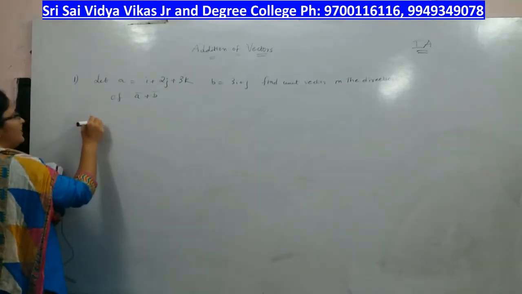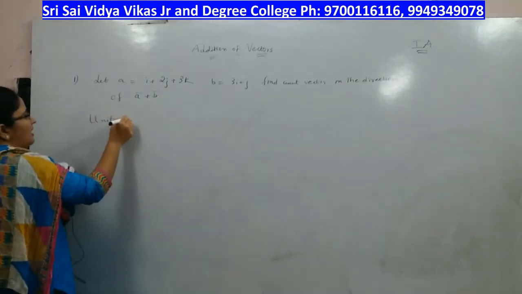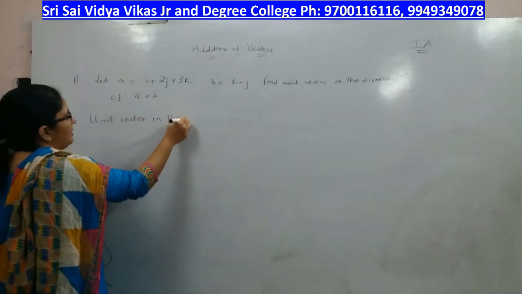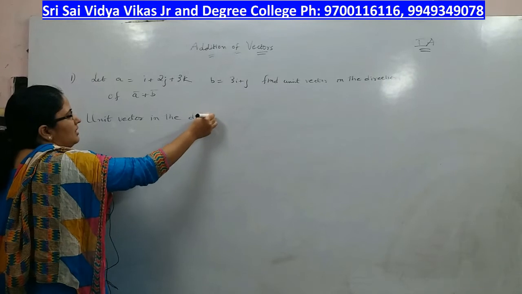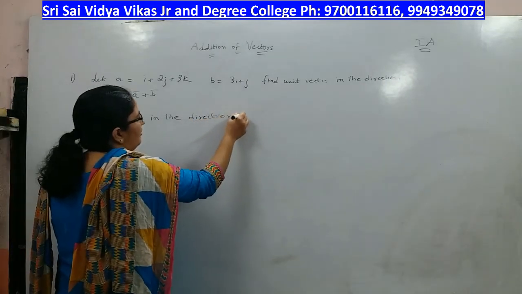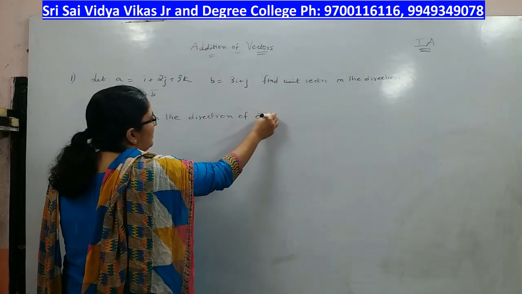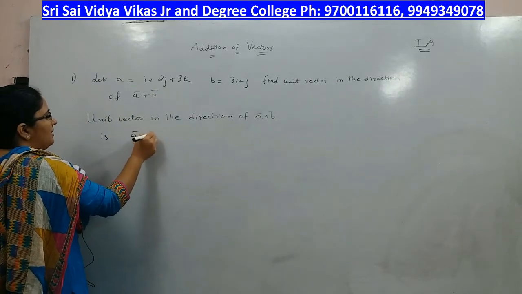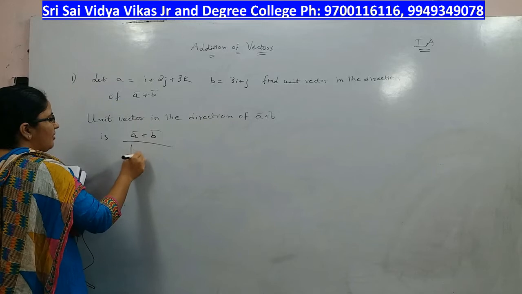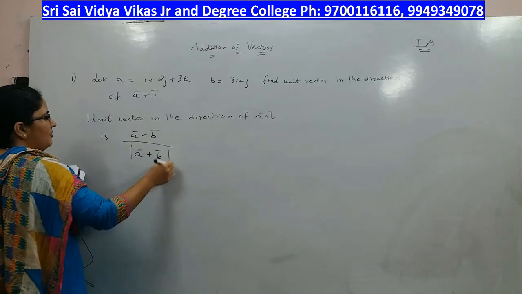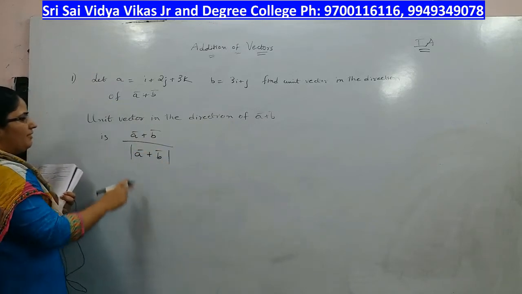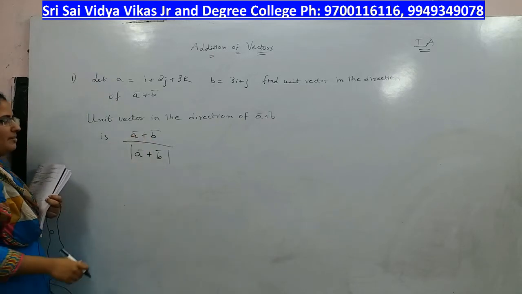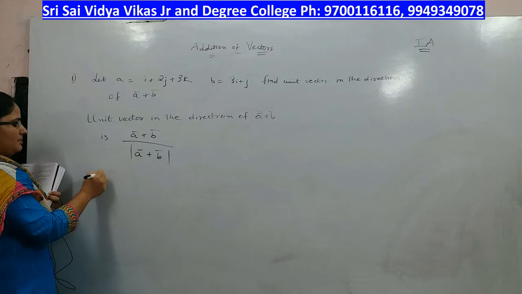The formula is: unit vector in the direction of A bar plus B bar is A bar plus B bar by modulus of A bar plus B bar. This is the formula. Now first of all we have to find A bar plus B bar, then we have to find modulus of A bar plus B bar. How to find A bar plus B bar?